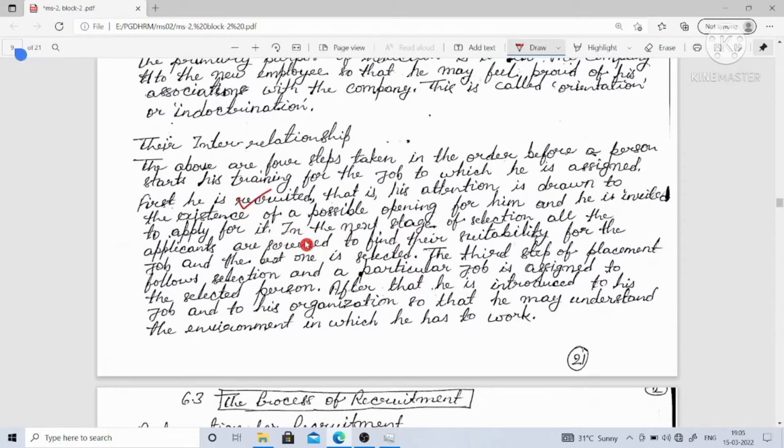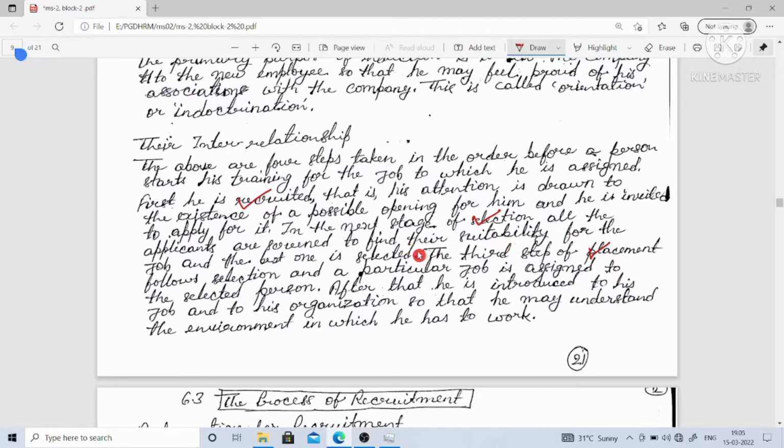Then second, in the next stage of selection, all the applicants are screened to find their suitability for the job, and the best one is selected. Here the best one is selected in the selection process, and the third is the placement. So here, after selection, a particular job is assigned to the selected person. So in case of placement, a particular person is assigned.